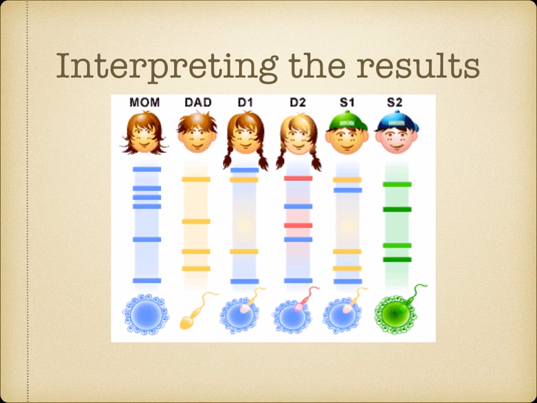What about daughter 2? Has she got the same father as daughter 1 or a different father? She's got a different father because her bands do not correspond to this dad's bands. And then son 2 must be adopted because neither of his genetic fingerprints, the bands from them, correspond to the mum or dad.